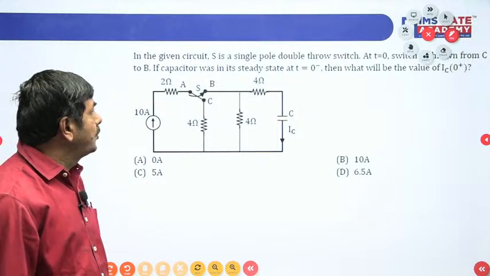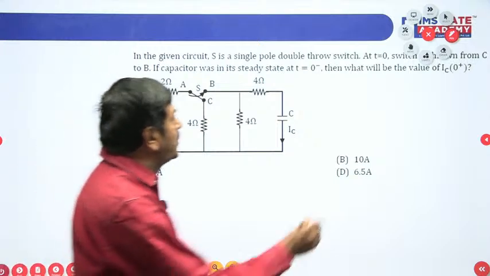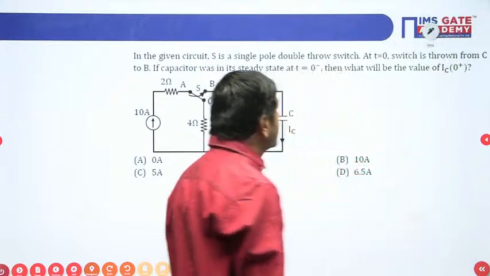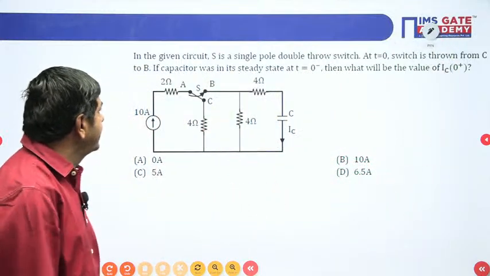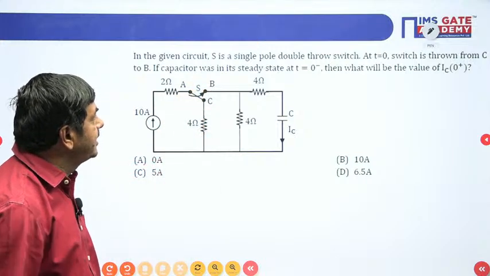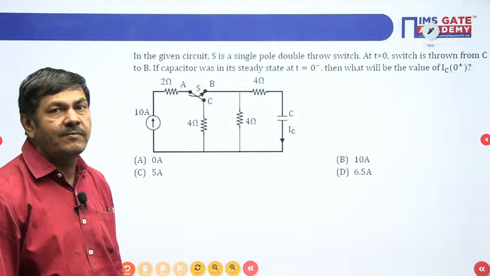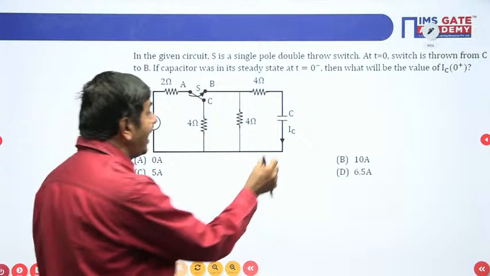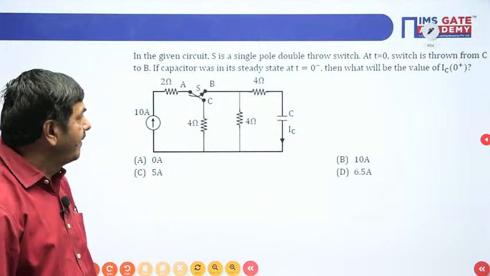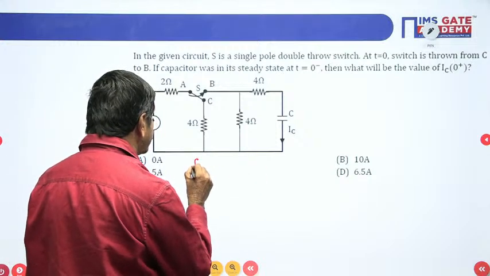In the given circuit, S is a single pole double throw switch. At t equal to 0, the switch is thrown from C to B. If the capacitor was in its steady state at t equal to 0 minus, then what will be the value of IC of 0 plus? IC of 0 plus current is required here. But how we can tackle this question, you please watch.